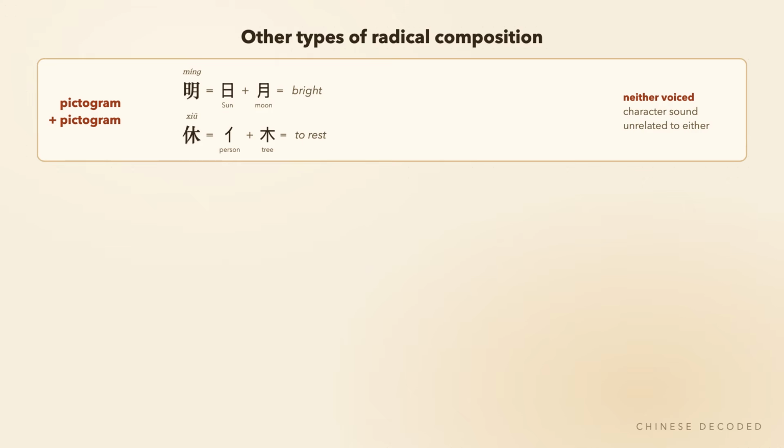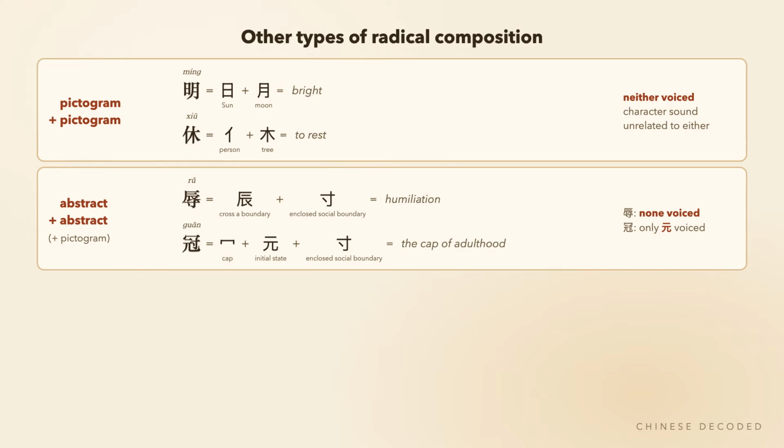Also note, in Ming and Xiu, neither of their components is voiced. The character's pronunciation is unrelated to their components. Second, composing two abstract radicals, sometimes with a pictogram alongside, 如, to cross a boundary, plus the enclosed social boundary, violating the social norm, which is humiliation. 关, a pictogram for a cap, the initial state, and the enclosed boundary, the cap that marks a child transitioning from their innocent state into social boundaries.